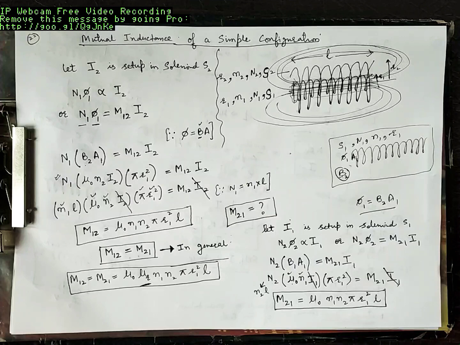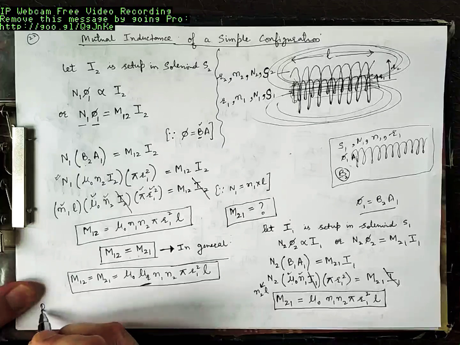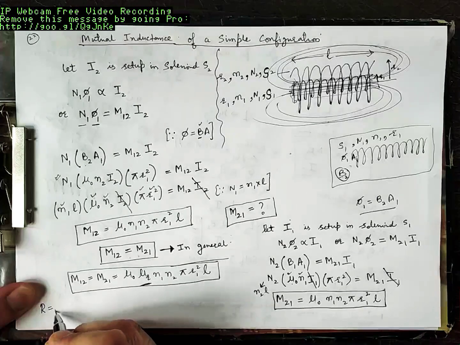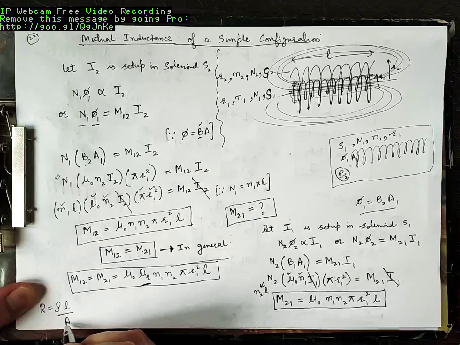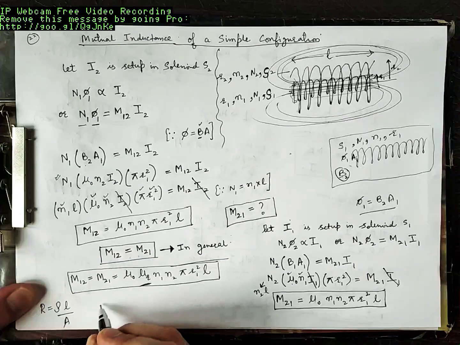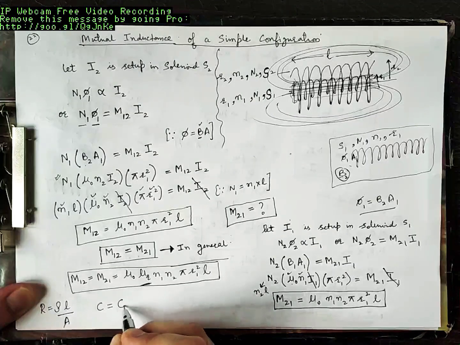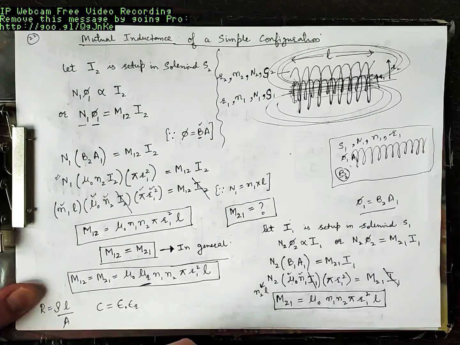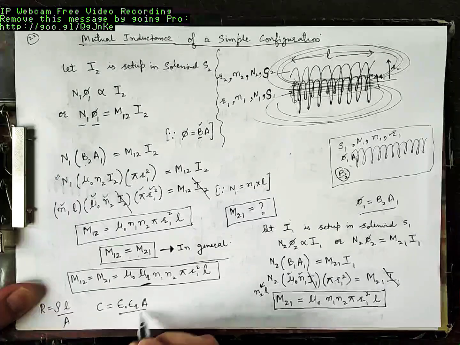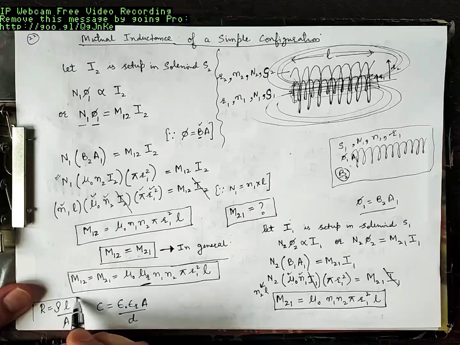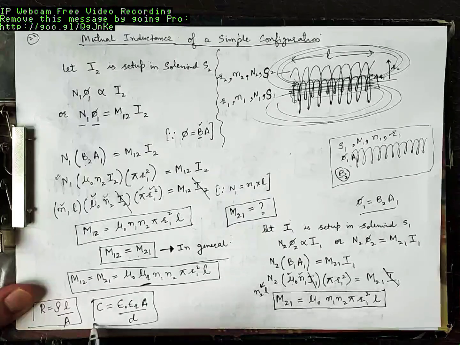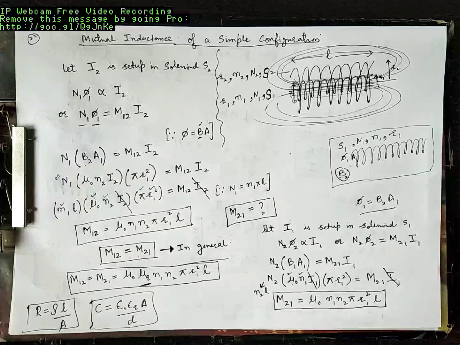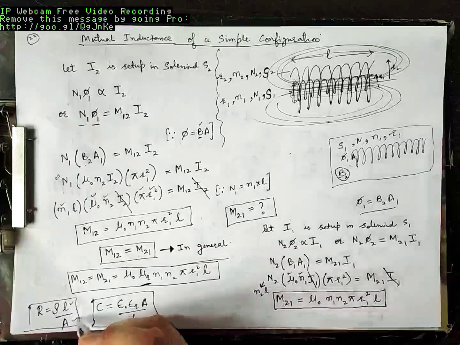Now, you could have observed one thing here. If you remember, when we wrote the expression for resistance R, that was equal to rho L by A. When we wrote the expression for capacitance of a parallel plate capacitor, that was epsilon naught, epsilon R if dielectric material is inserted in between, A divided by D. Resistance of a resistor depends upon the geometric dimensions, length, area and the material.